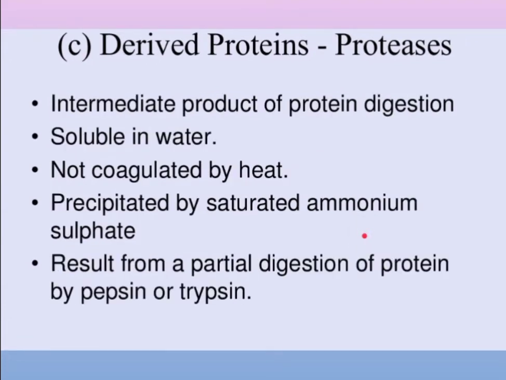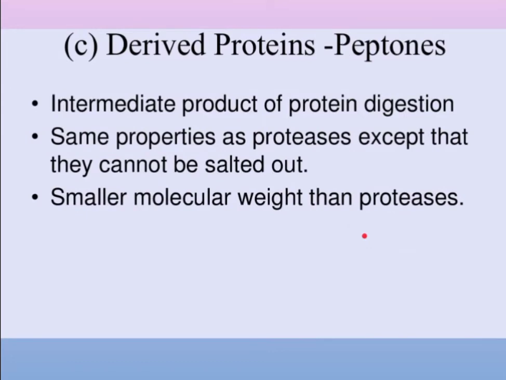Then you also have your proteoses, intermediate products of protein digestion. These are soluble in water and not coagulated by heat. They are precipitated by saturated ammonium sulfate and result from a partial digestion of protein by pepsin or trypsin. Next, aside from the different kinds of derived proteins, you also have your peptones. These are intermediate products of protein digestion, with the same properties as proteoses except that they cannot be salted out. And they have a smaller molecular weight than proteoses. Those are the major differences of the peptones versus your proteoses.